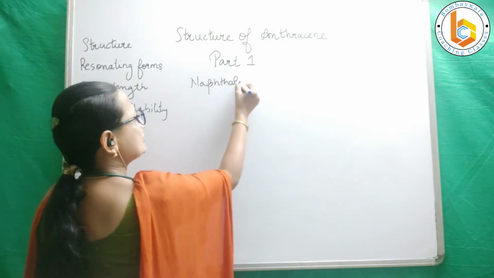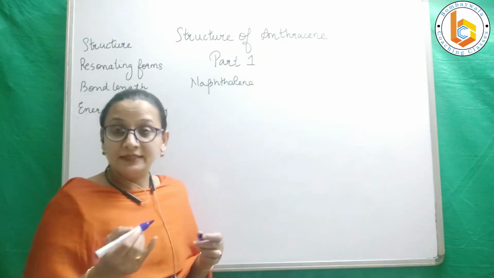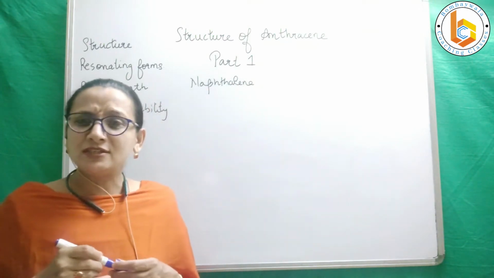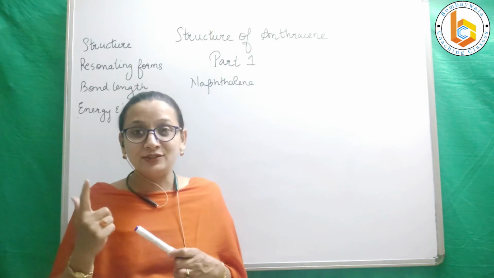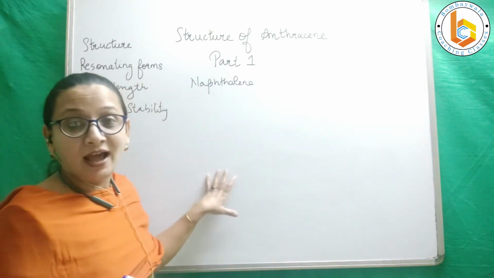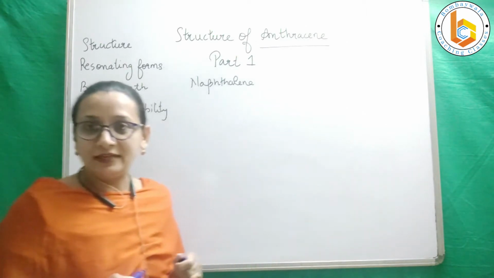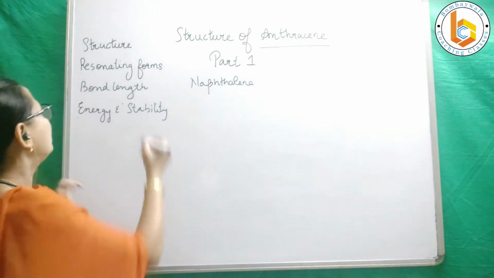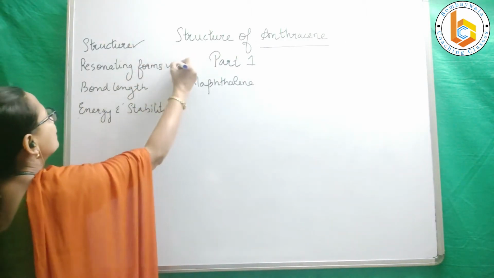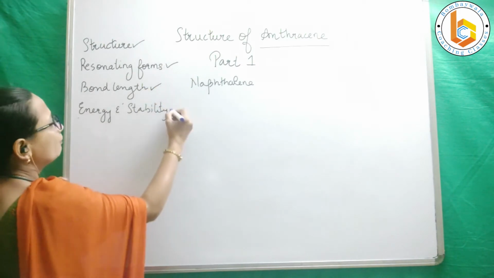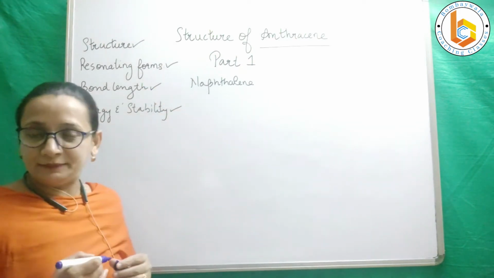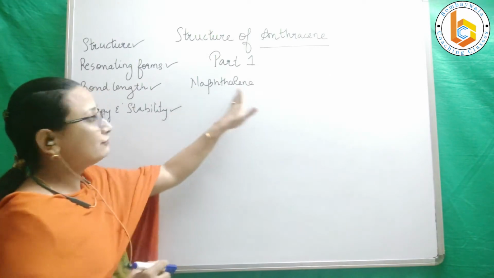We have already said this in our video, right? What is the structure of naphthalene. I am just taking a quick revision of that, so that on that revision I can superimpose the structure of anthracene, right? And here also we are going to talk about the same four aspects, that is structure, resonating forms, bond length, energy and stability, right? So let us talk about naphthalene.